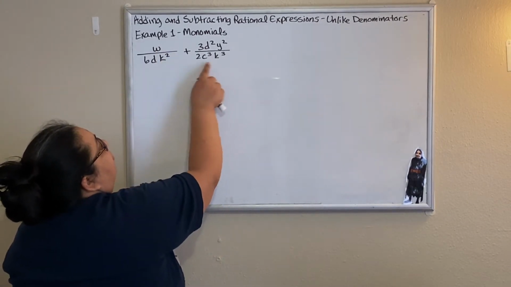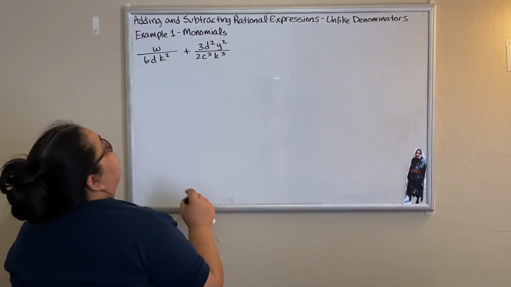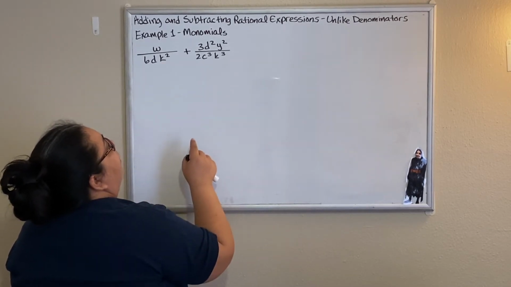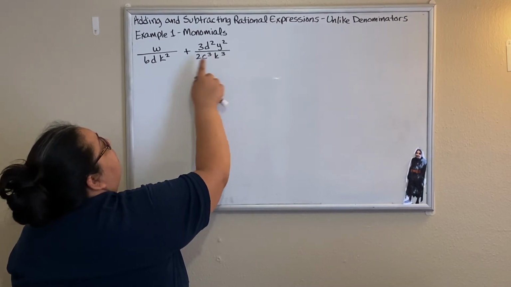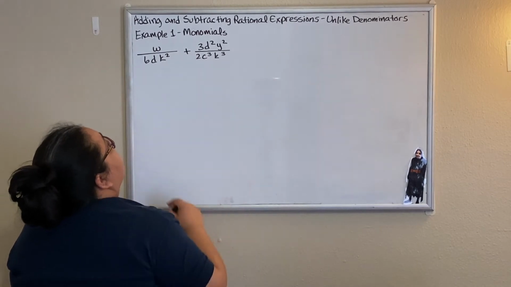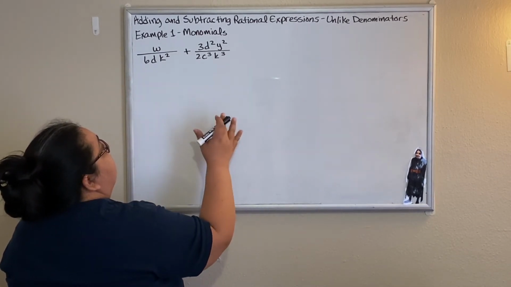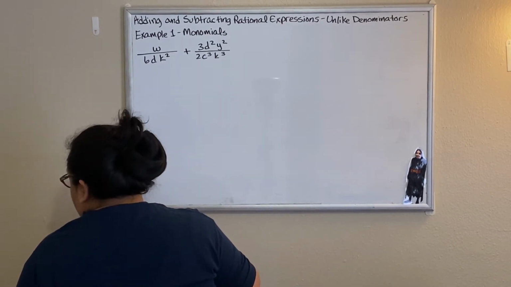Now notice both of them have k, so this has k to the third and this has k squared. So the common denominator between k squared and k to the third is going to be k to the third. Now we already have k to the third here. In order to get k to the third here, we need to multiply top and bottom by k. So let's go ahead and do the next step here in order to find the least common denominator.